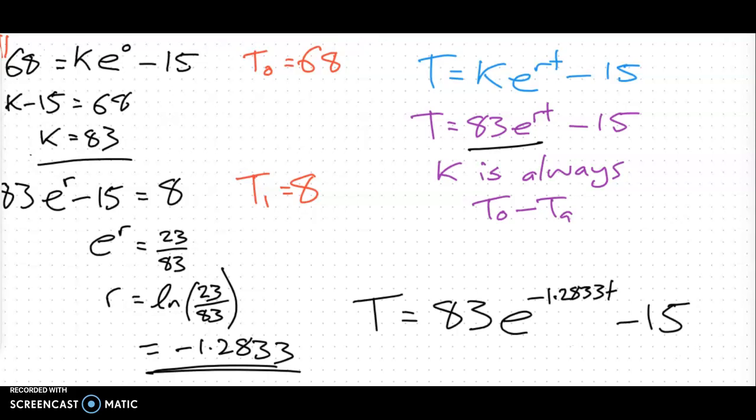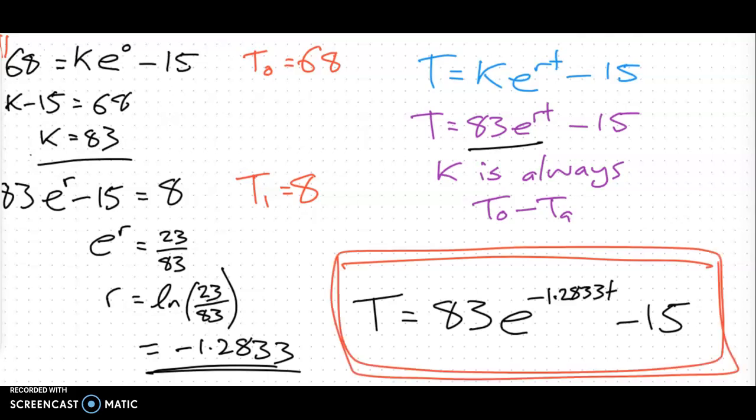Okay, and so now I have my final equation now that I know what R is. So now for any time value, I can figure out what the temperature is, or what I want to do, I could figure out what the time is at a certain temperature. So in this case, how long it takes to freeze.